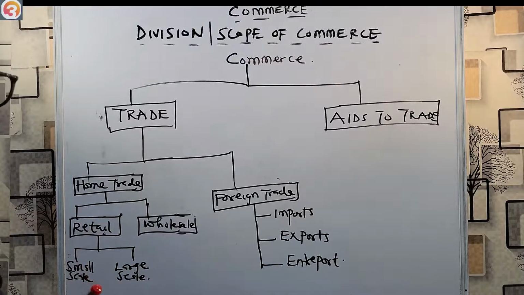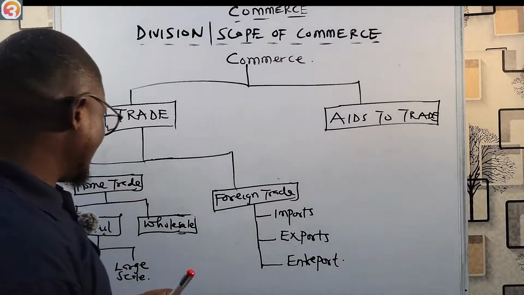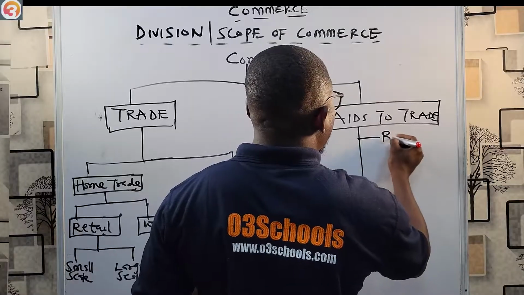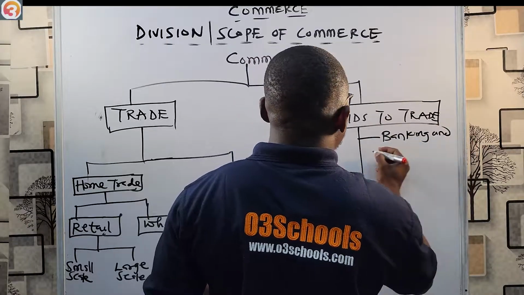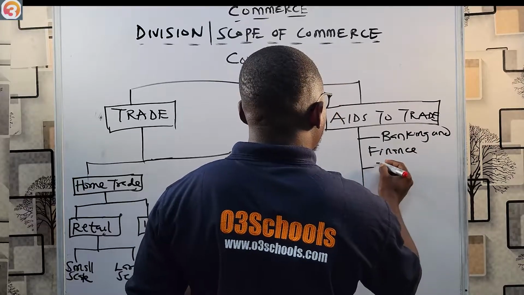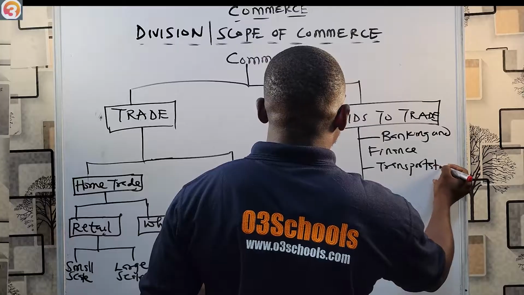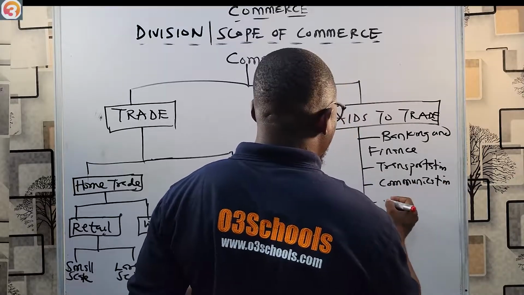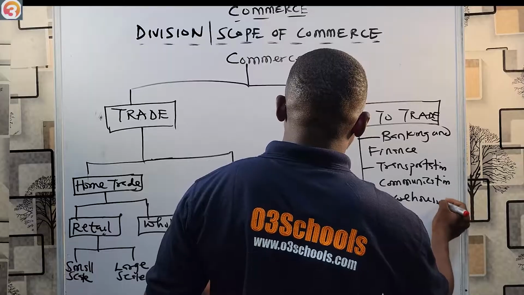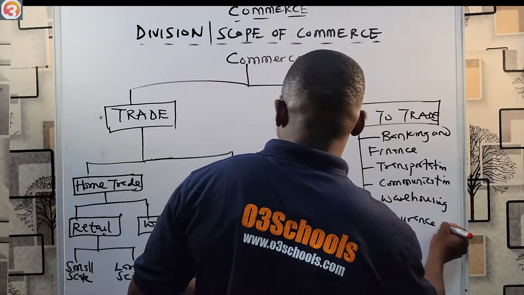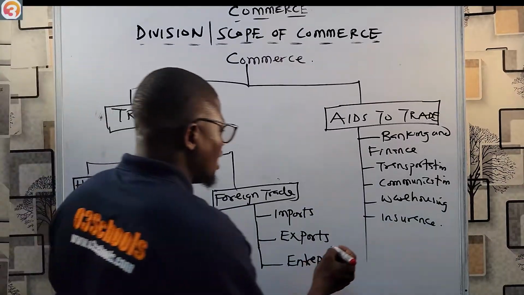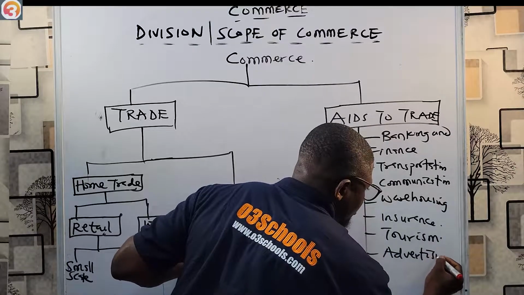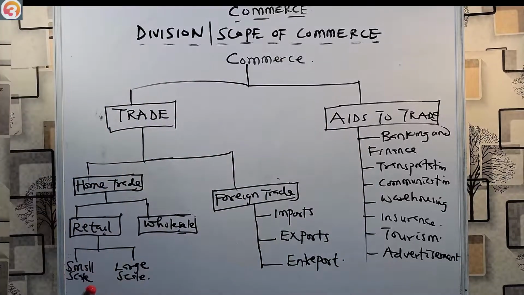Okay, so that is foreign trade. Retail is small scale and large scale retailing. Then aids to trade are very many. Of course we have banking and finance, transportation, communication, warehousing, insurance, tourism, and advertisement. Okay, so this is the scope of commerce.